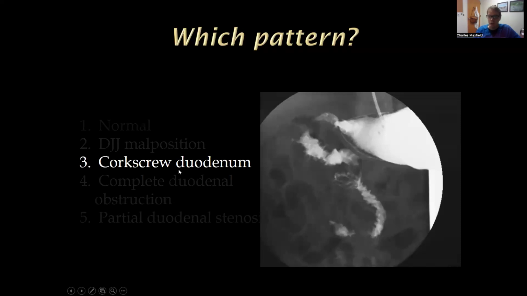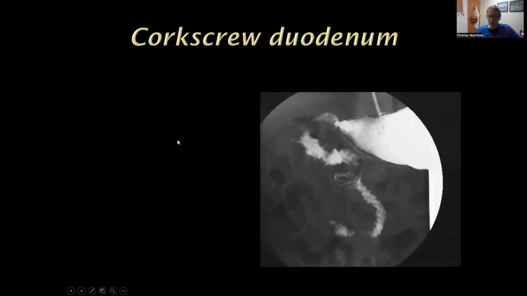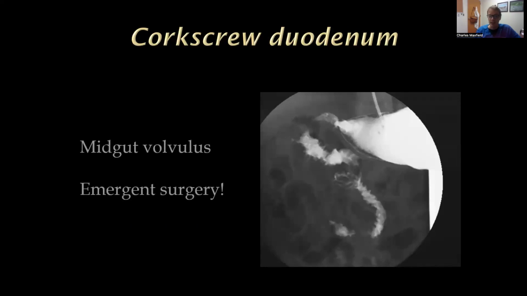This is a corkscrew duodenum, okay? What does a corkscrew duodenum mean? It means you have midgut volvulus. This is the most important finding really in this whole talk, the finding of midgut volvulus. This child needs emergent surgery as soon as possible because they're losing bowel from ischemia as we speak.